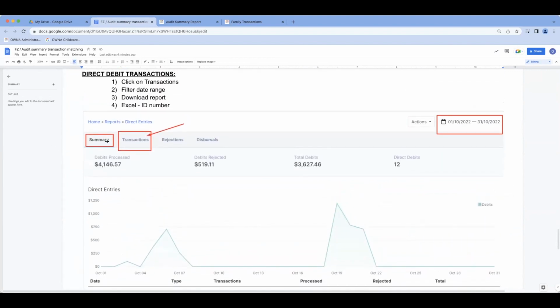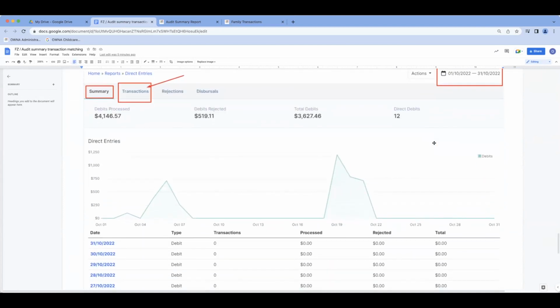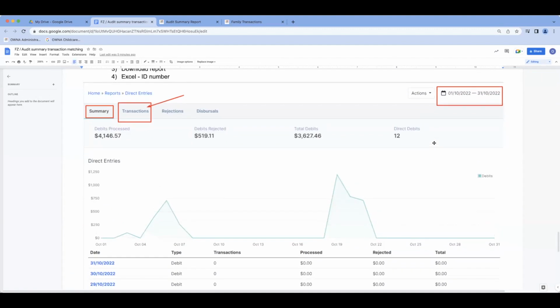So I, again, don't know why they've done it differently for direct debits, but you click onto the transactions tab. And once you click that, you should be able to then choose your date range. And then similar to the credit cards, you want to click the actions and download your transactions. And that way you've now got your credit cards on an Excel, you've got your direct debits on an Excel, and then you've got your audit summary from OWNA in the third Excel.